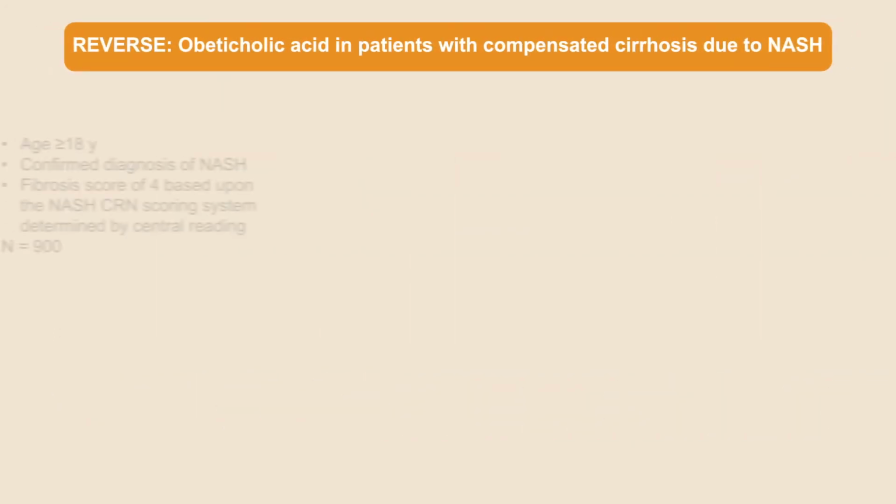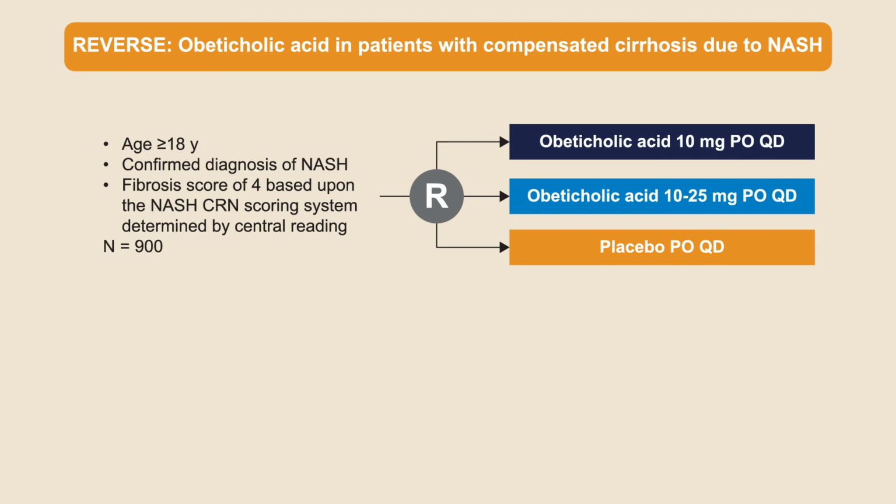There's a separate trial that is being conducted among patients with compensated cirrhosis due to NASH to assess the efficacy of obeticholic acid versus placebo. In that trial, patients are being randomized to obeticholic acid 10 mg orally daily, versus obeticholic acid 10 to 25 mg orally daily, or placebo.